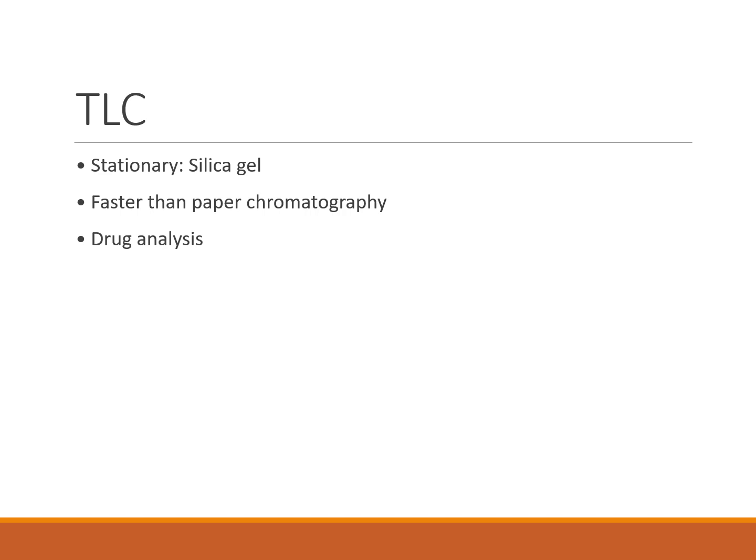So, paper chromatography is the very basic technique, and TLC, in this case, is termed thin layer chromatography. A thin layer of silica gel or alumina is used that serves as the stationary phase, and TLC is faster and more efficient than paper chromatography. So, it is used in drug analysis and reaction monitoring. It is a very helpful technique.